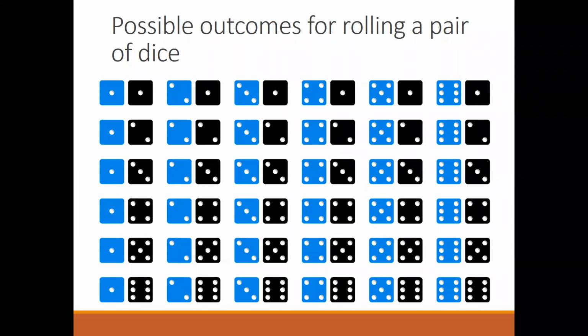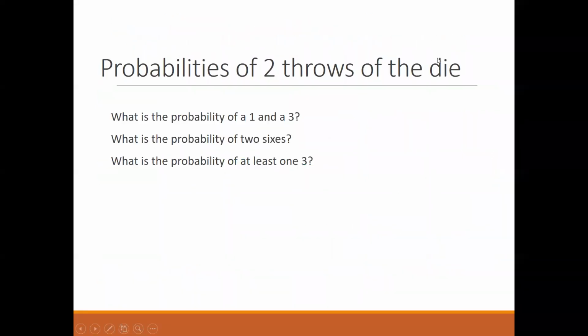Now, after looking at this, let us find some questions for you. So in the next slide, I have some questions. I want you all to do it. So the first question is, what is the probability of a 1 and a 3 when I throw the dice? That means a combination of 1 and 3 should be there.